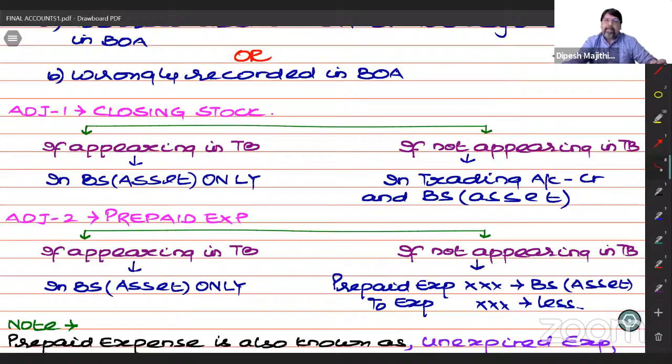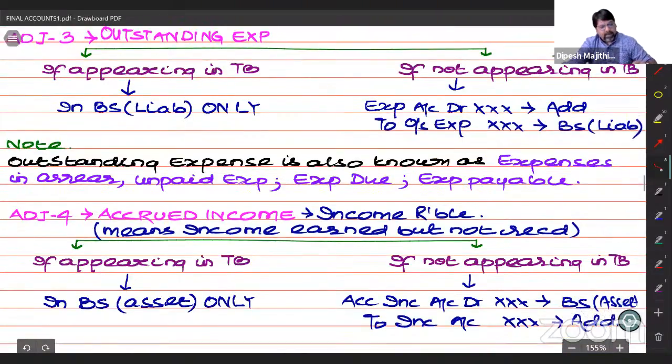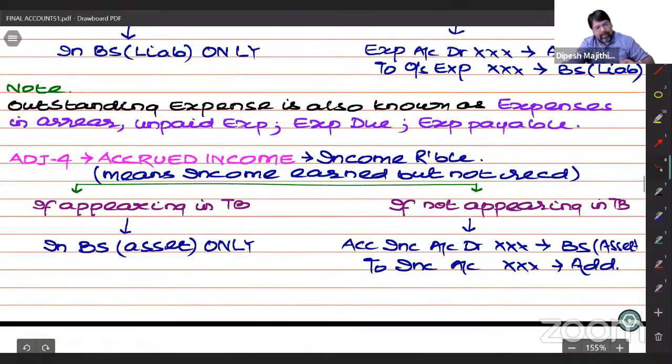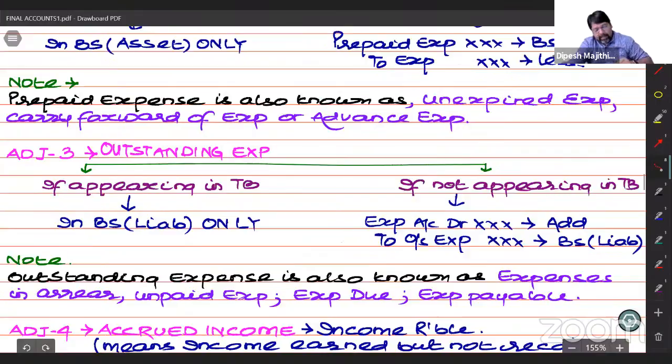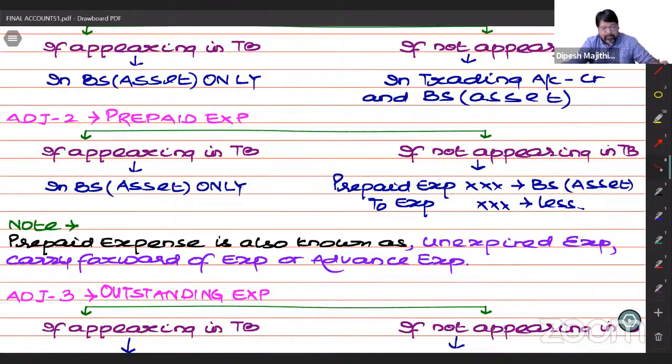Prepaid expenses. If prepaid expenses is appearing in trial balance, it will be posted once only, so it will be posted only in balance sheet asset. Remember, it will not be subtracted from expenses, which you generally do. If it is not appearing in trial balance, Chartered, then it will come in balance sheet asset and less from expenses. Note, prepaid expenses is also known as unexpired expense, carry forward of expense, or advance expense. These are different names of prepaid expenses.